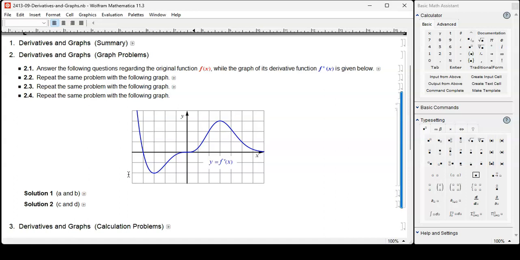And then you can find the nature of the critical points too. Increasing changing to decreasing, so that should be a local maximum right here. Decreasing here, increasing there, so there should be a local minimum. Do you see that?